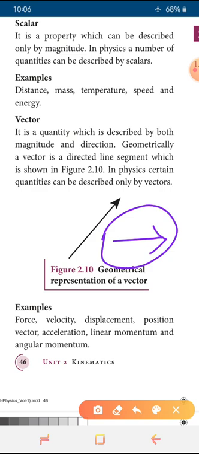Examples for vector: force, velocity, displacement, position vector, acceleration, linear momentum, and angular momentum. So these examples are given for vector. Now we'll see the explanation of how to apply this vector using an example. We'll take a new example.